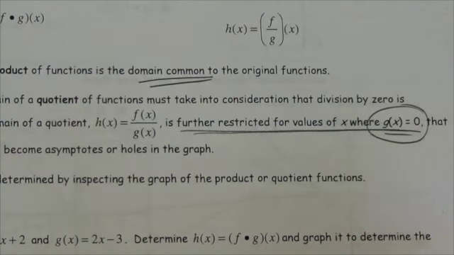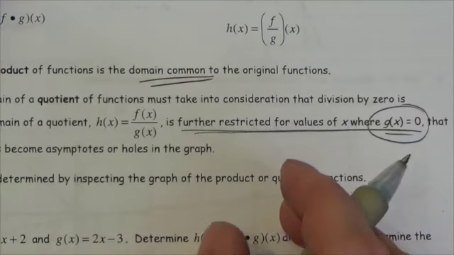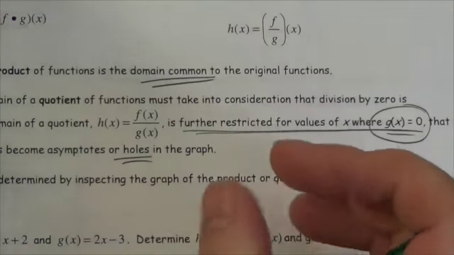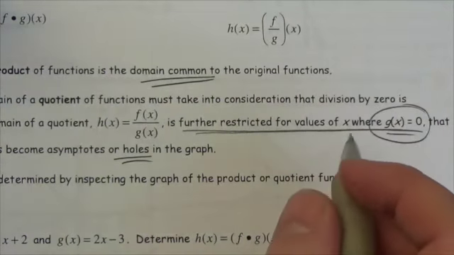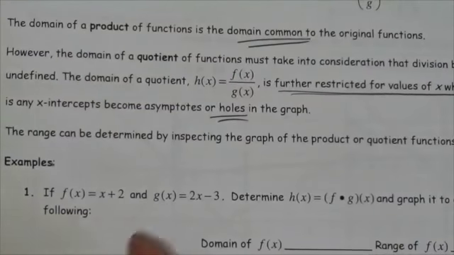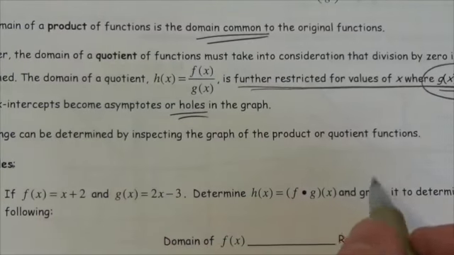But as we've seen, we already have an idea of what that means. That could be a vertical asymptote if it's what we call an essential discontinuity, if it's something you can't get rid of. Or it could be a hole in the graph if it turns out that the factor in g(x) that goes to 0 is shared by the numerator. Okay? And then finally, this last little bit here, the range can be determined by inspecting the graph of the product or the quotient of the functions.